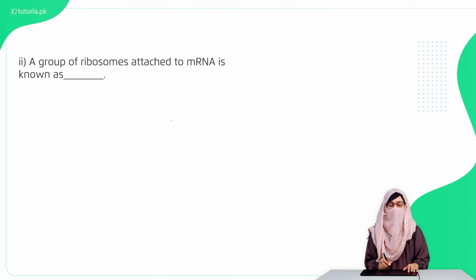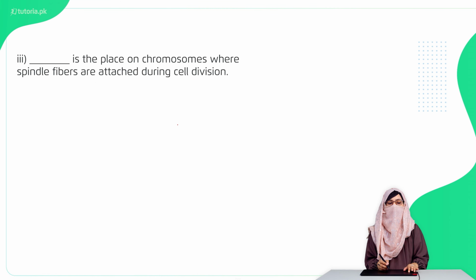Second fill in the blank है, a group of ribosomes that is attached to the messenger RNA is known as polysome. Third है, dash is the place on chromosomes where the spindle fibers are attached during the cell division. तो इसका right blank है centromere.